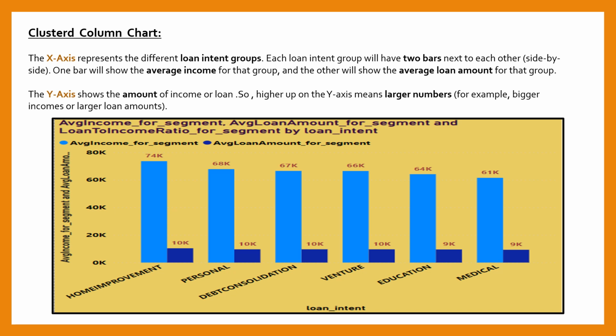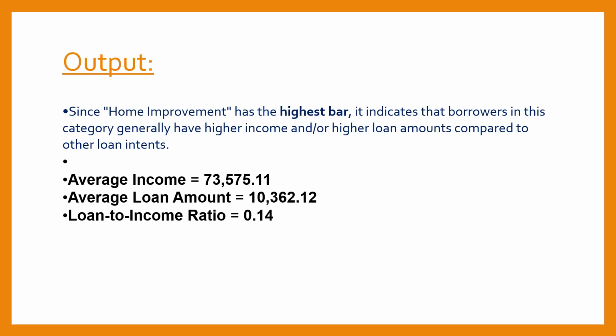One bar will show average income and the other bar will show average loan amount. On the y-axis, I have added the amount of income or loan. So here, home improvement has the highest bar. It indicates that borrowers in this category generally have higher income or higher loan amounts as compared to other loan intents.